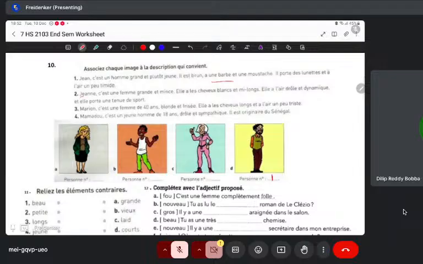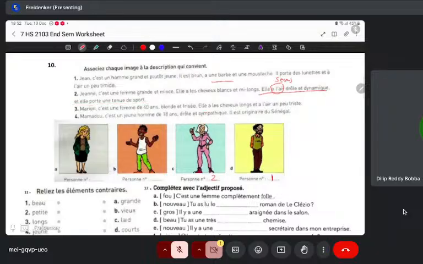Jean, okay, female. C'est une femme grande et mince. So, tall woman and slim woman. So I think it is this person. Elle a les cheveux blancs. Okay, so white hair. So directly, this is the second person. Elle a l'air drôle. This means she seems. So she seems funny and dynamic, and she wears a sports dress kind of a thing. So yes, Jean is here.